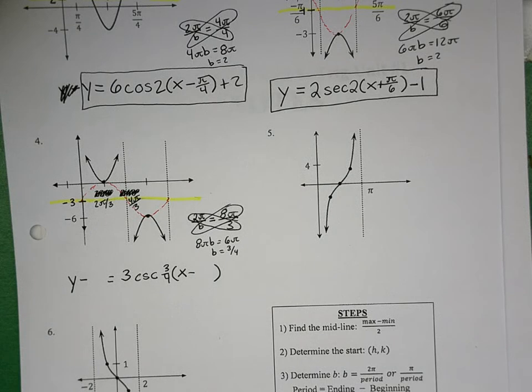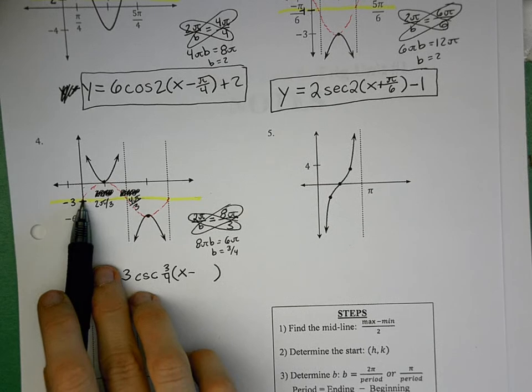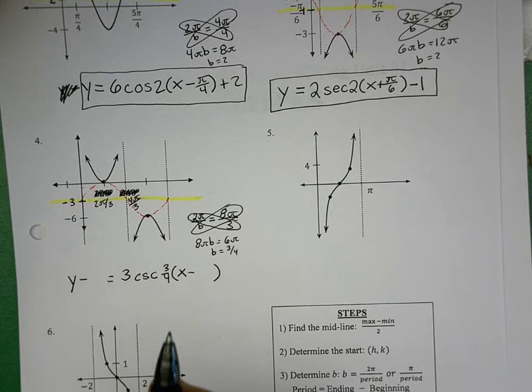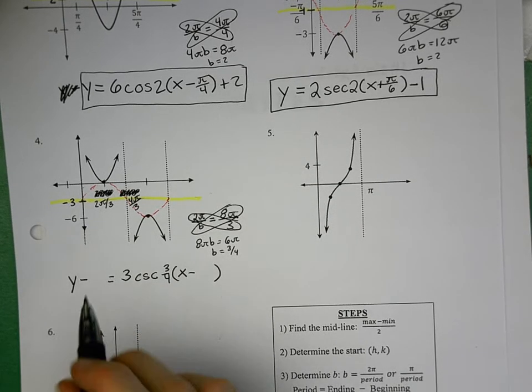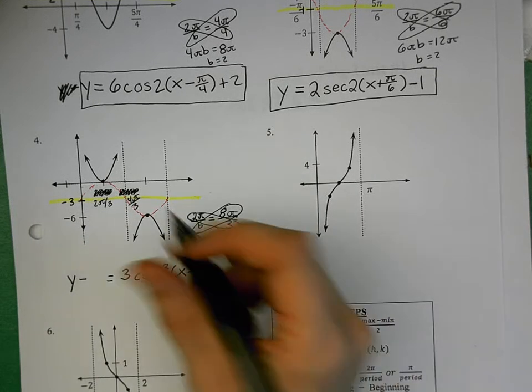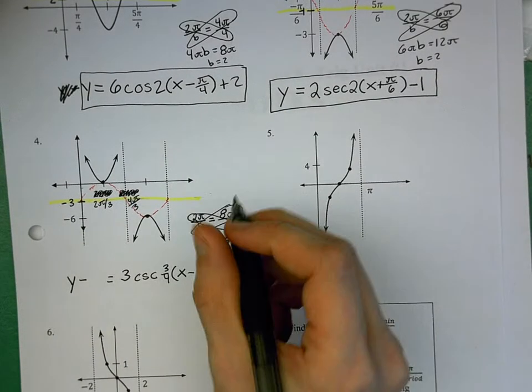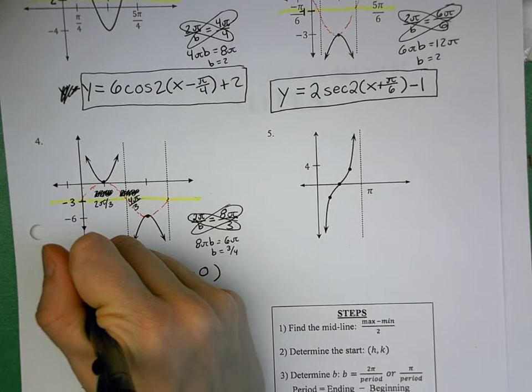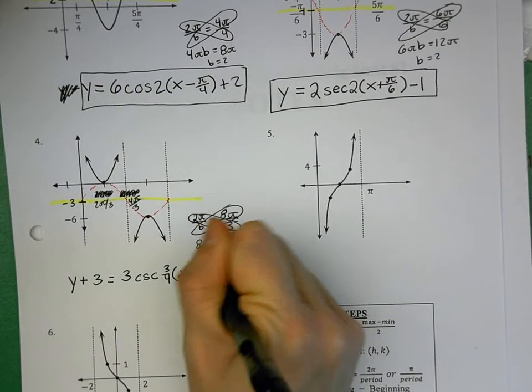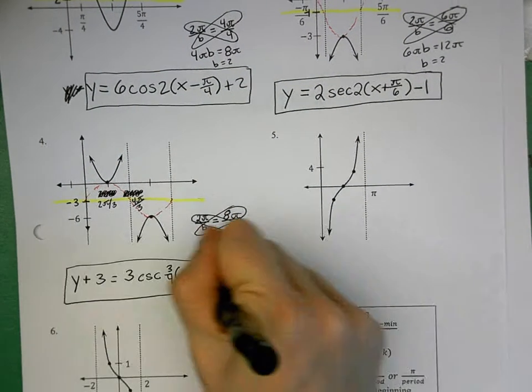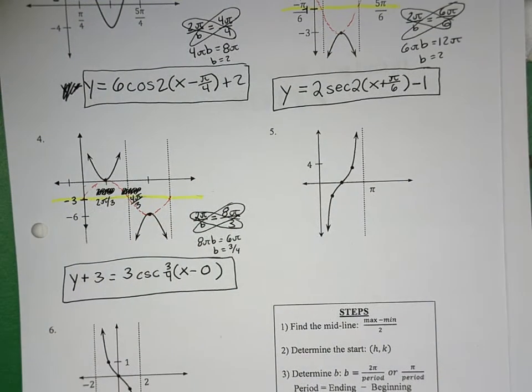And then starting point, nice thing about sine graphs is your starting point here, -3, 0, is your hk, and so my h here is going to be 0, my k is going to be -3. Got my cosecant equation.